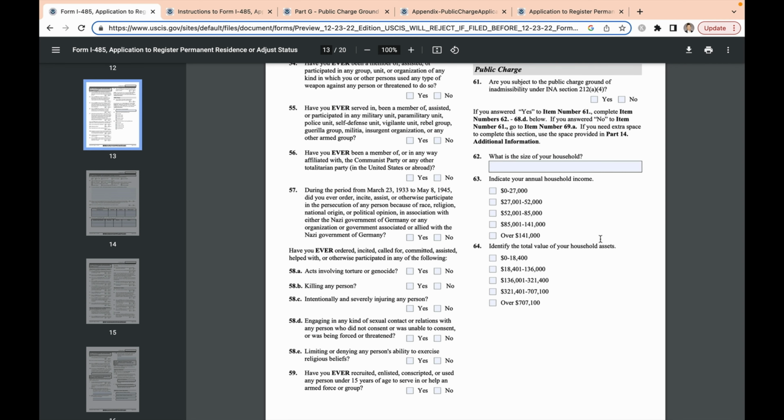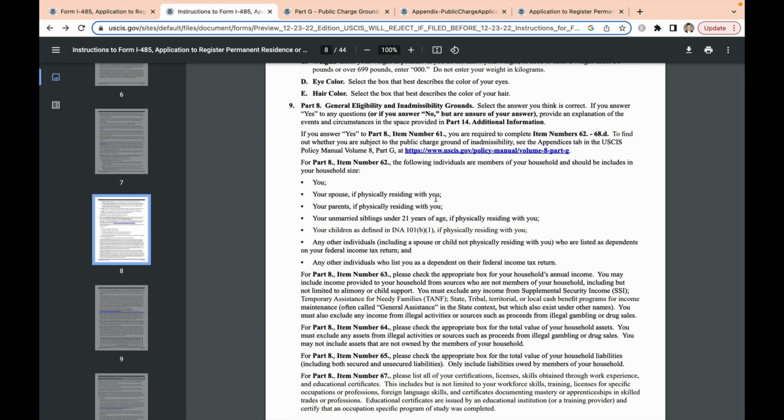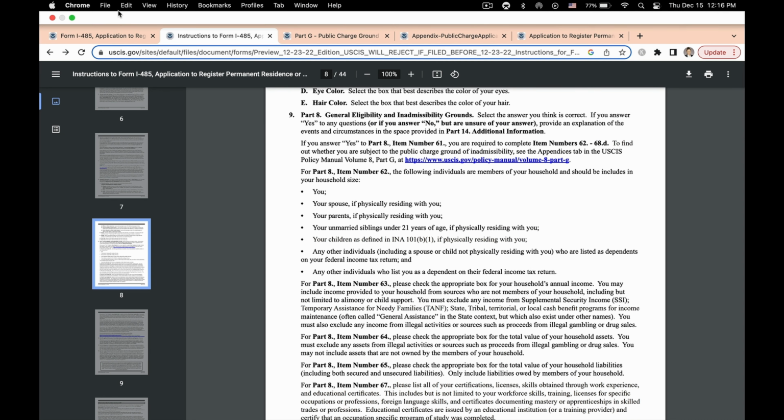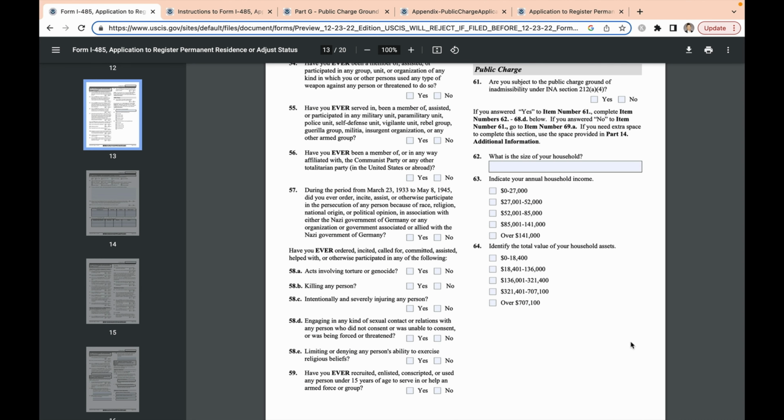So if you're married to a U.S. citizen or a green card holder and you're applying for a green card from inside the United States, where you need to file Form I-485, you will have to say yes to this question and you will need to answer all of the following questions. The problem is that the instructions don't really explain exactly how to answer these questions, so that's why I would like to cover it in this video as well.